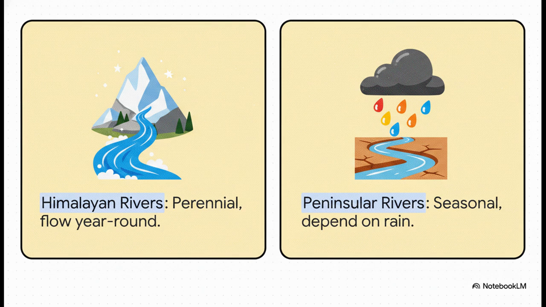That means they flow abundantly all year round because they're constantly fed by melting mountain glaciers. But on the flip side, the peninsular rivers, like the Godavari, Krishna, Kaveri, Mahanadi, Narmada, and Tapi, well, they are seasonal. They depend completely on the monsoon rains, so their water levels fluctuate drastically depending on the time of year.